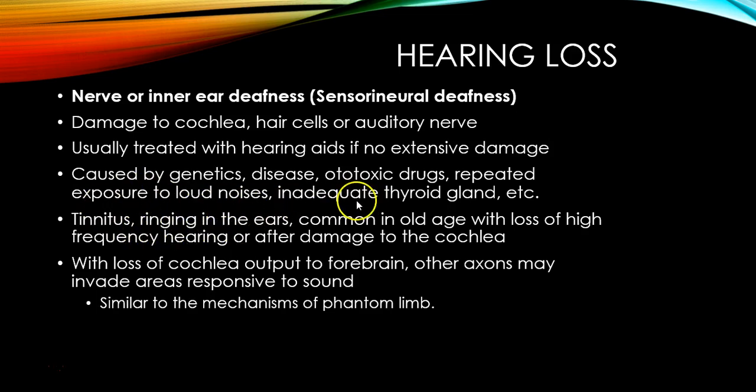And sometimes when people have this sensory neural or inner ear nerve damage, they have tinnitus, which is a ringing in the ears. This is very common in old age because individuals in old age often lose the high frequency hearing, or you can get this after damage to the cochlea. And what happens is other axons, other neurons may actually invade the area in the brain that's responsive to sound. So if that part of the brain isn't getting any more information from the cochlea, from sound, then areas around it may start to take over that particular part of the brain, and so you end up with a ringing sound in your ear that doesn't have anything to do with actual sound waves being produced. And this is similar to mechanisms of phantom limb, which we'll talk about when we talk about the motor system.